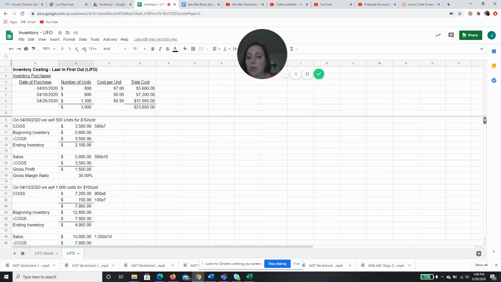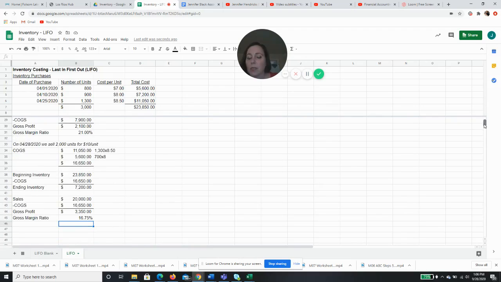Now you can see our gross margin ratio is going down. It was 30%, then it went down to 21%, then 16.75%. And that's because our costs are increasing. So as we go through the month and we're selling last in, first out, our margin goes down because our cost per unit are going up.